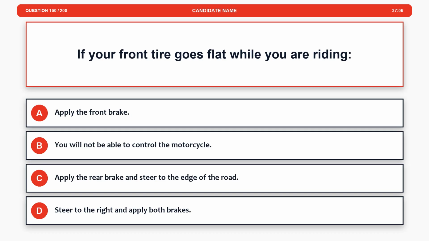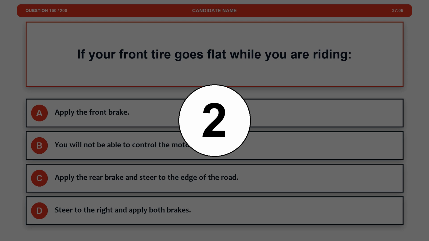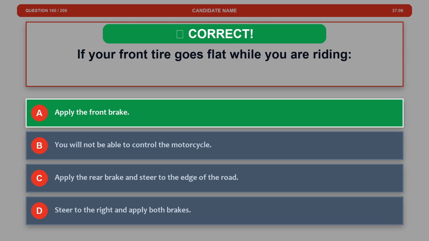Question 160. If your front tire goes flat while you are riding. Option A, apply the front brake. Option B, you will not be able to control the motorcycle. Option C, apply the rear brake and steer to the edge of the road. Option D, steer to the right and apply both brakes. The correct answer is option A. Apply the front brake.